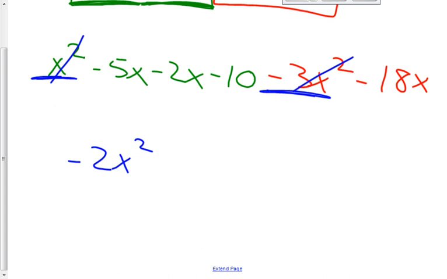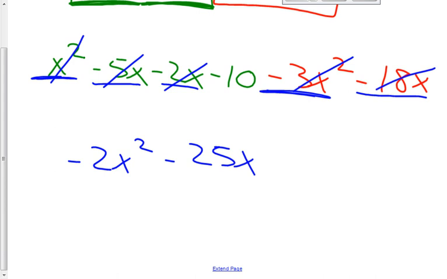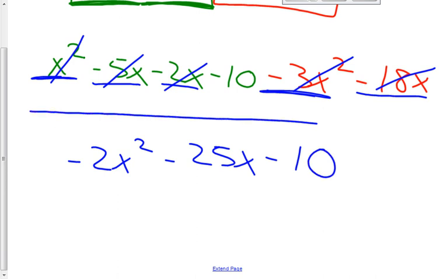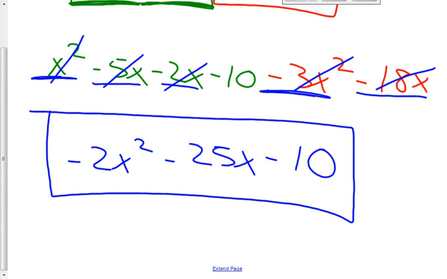Let's go on to our x to the first terms. Negative 5x minus 2x makes a negative 7x, and we have more x's over here of a negative 18, so a negative 7 minus 18 is a negative 25x. And that takes care of our x terms. And then we have our constant term, just a negative 10. So my answer, a negative 2x squared minus 25x minus 10.